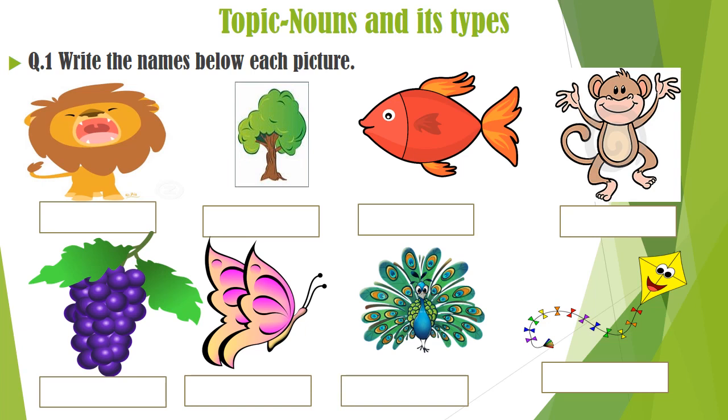So let's see. Question number 1 is write the names below each picture. So these are the pictures and you have to write down their name. It is very easy, but be careful that you are writing the correct spelling. Write the correct spelling and learn these spelling also. And if you want to draw the pictures, you can draw it in your rough notebook. So this is the question number 1. Write the names below each picture.